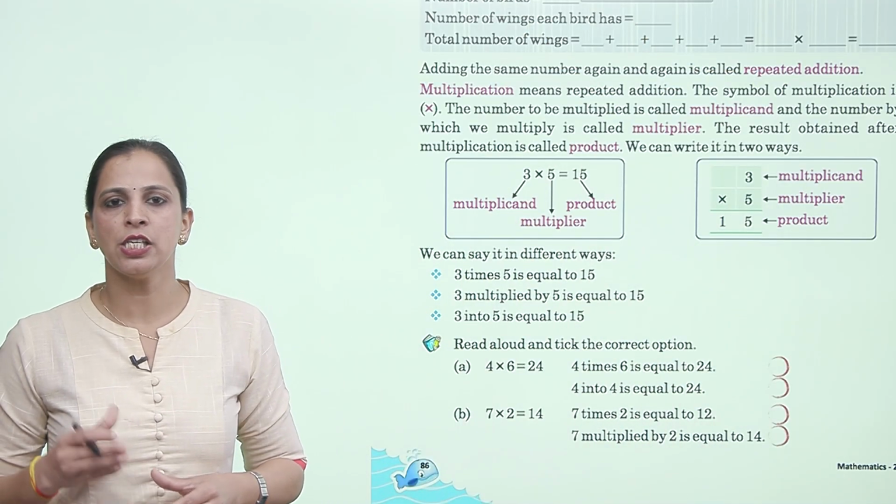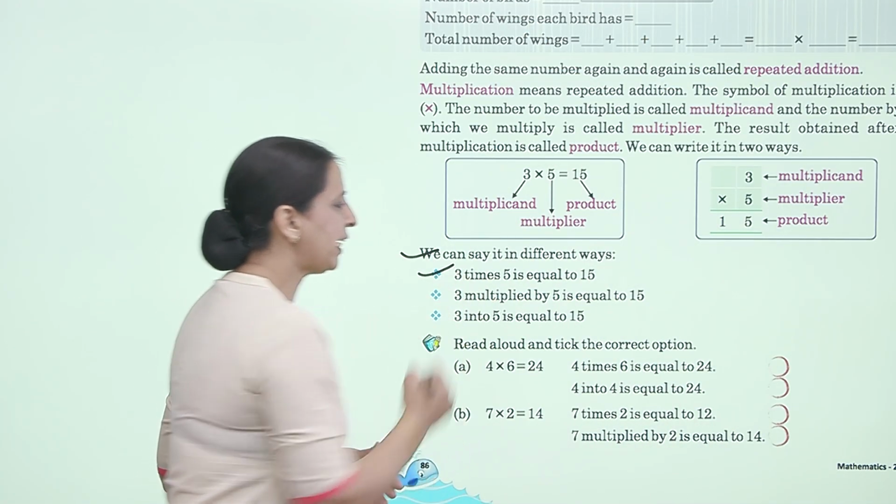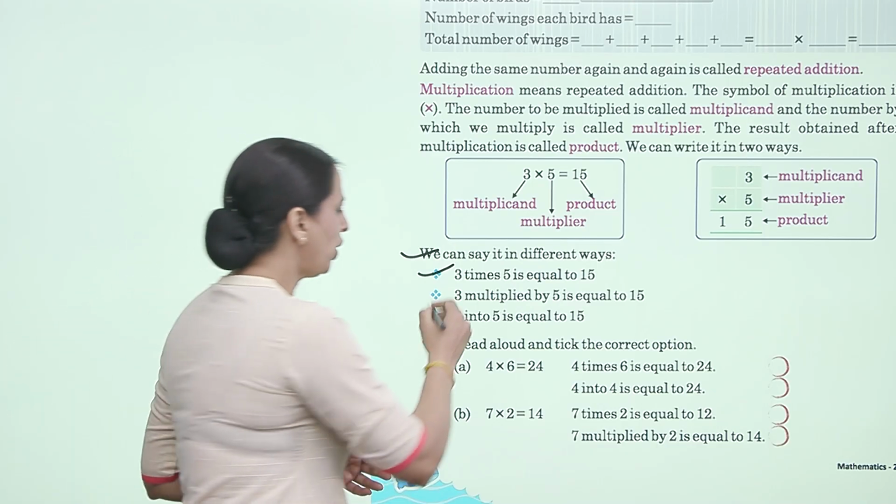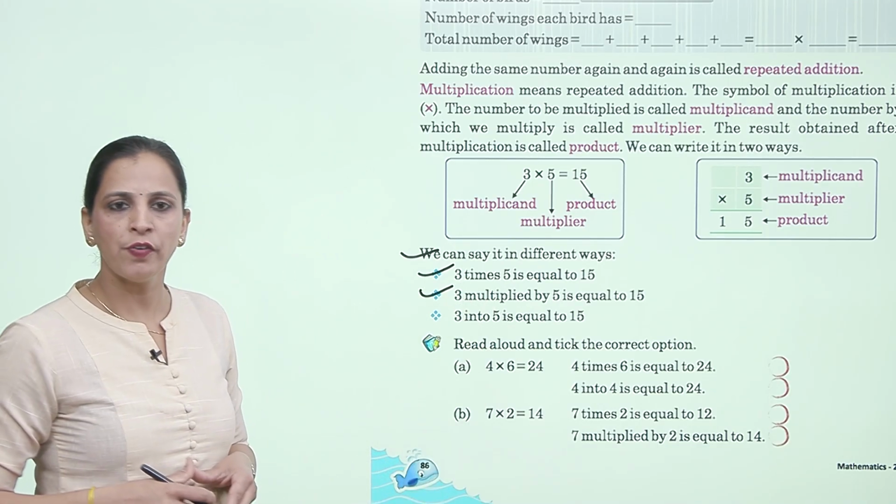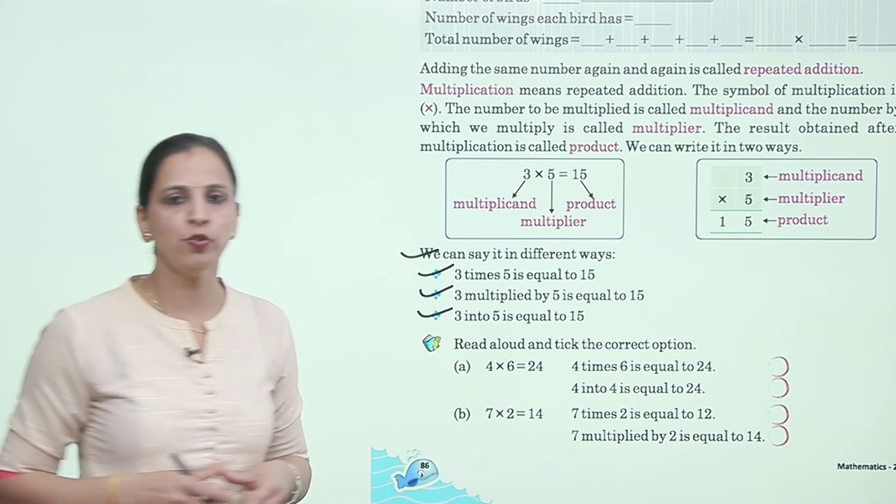We can say it in different ways. 3 times 5 is equal to 15. 3 multiplied by 5 is equal to 15. 3 into 5 is equal to 15.